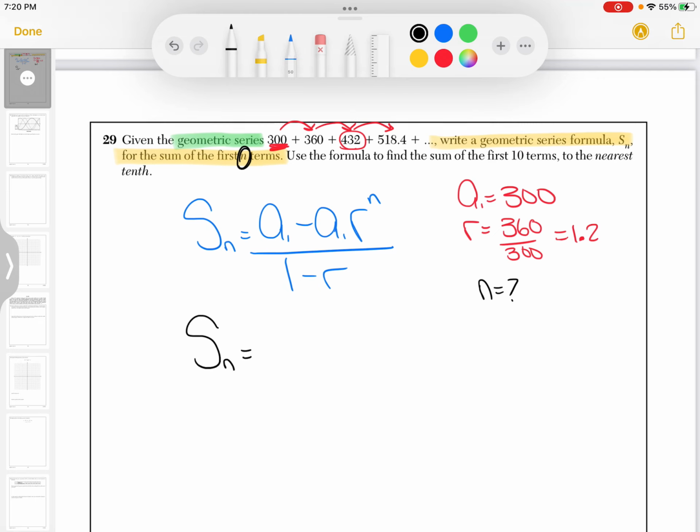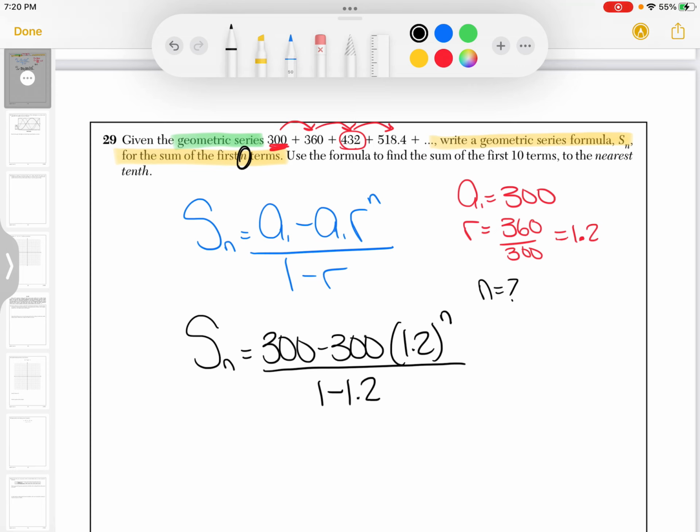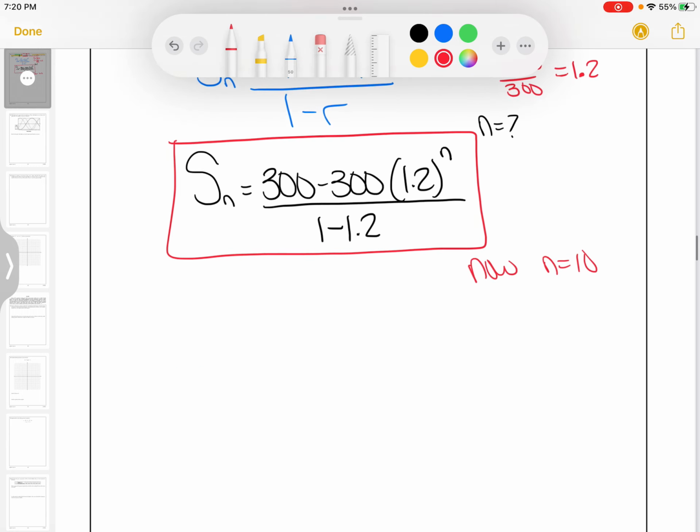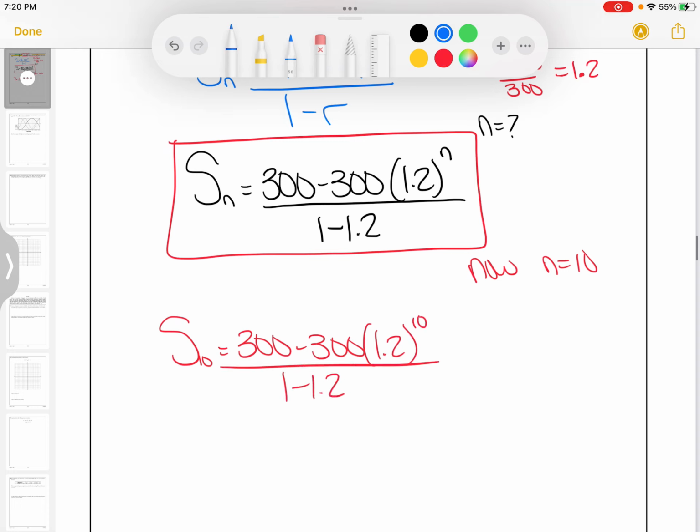So here we go. S of n equals a1 is 300 minus 300 times r, which is 1.2, to the n, leave n alone, over 1 minus r, which is 1.2. This is the first part of this question. Use the formula to find the sum of the first 10 terms. N is the number of terms. So now I plug in 10 for n, and then I evaluate that in my calculator. So this will be S of 10 equals 300 minus 300 times 1.2 to the 10 over 1 minus 1.2.